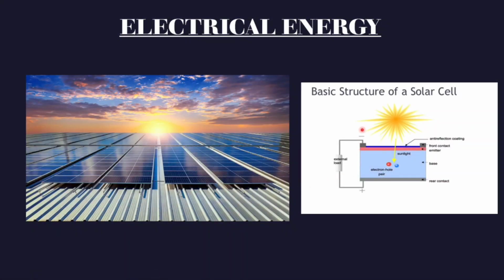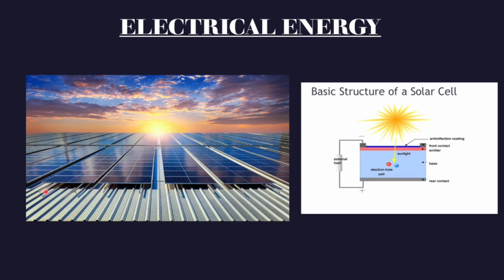Another example is that of a solar cell. A solar cell transforms light energy into electrical energy. This happens because atoms in the solar cell release electrons as a result of absorbing light. This movement of electrons causes one terminal of the cell to become positively charged and the other negatively charged.